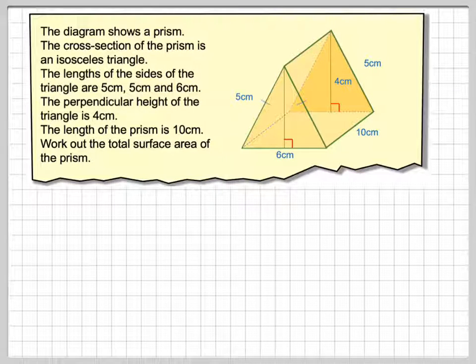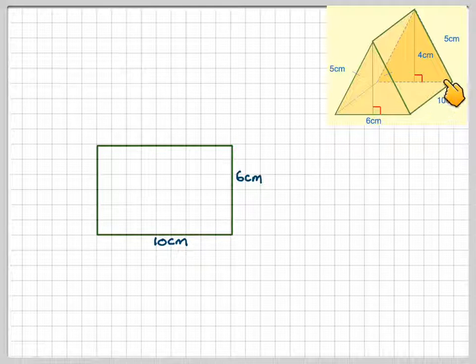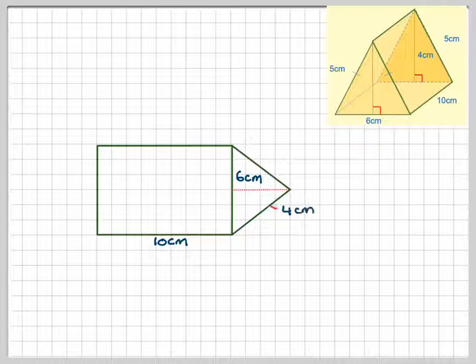So the surface area is like trying to find the amount of material needed in order to make the prism. Sometimes it's a good idea to draw what's known as the net. If we call this the base, a bit underneath the prism, this rectangle here, then this here will be one of the triangles where this length is 6 and this length here is 4.